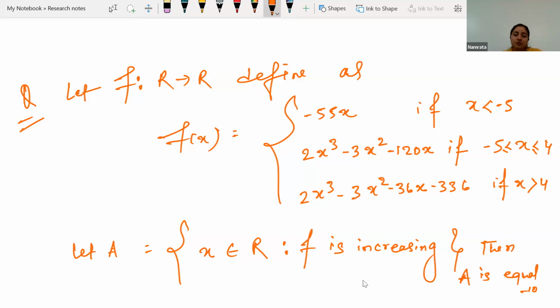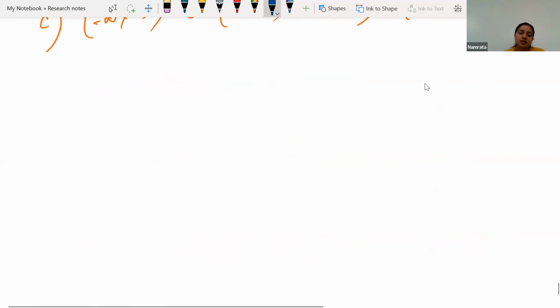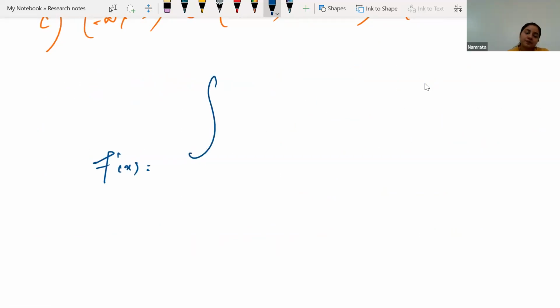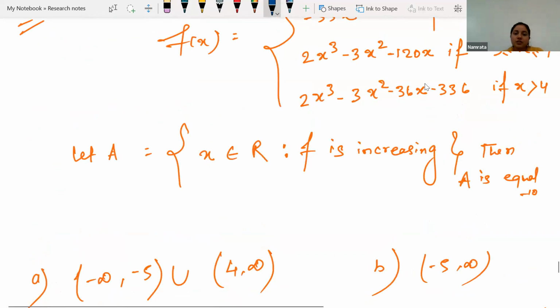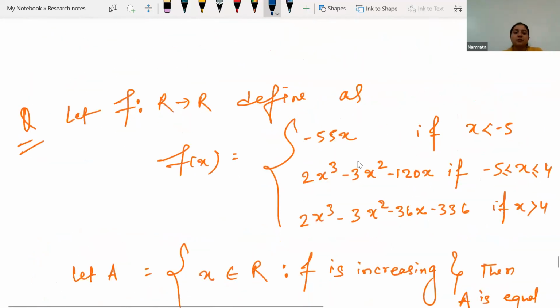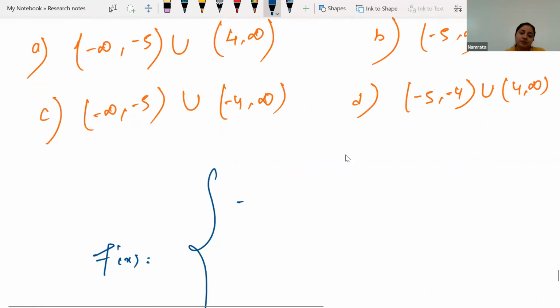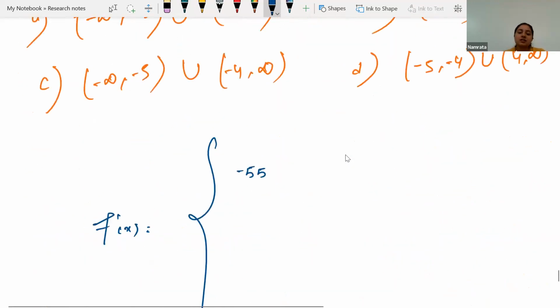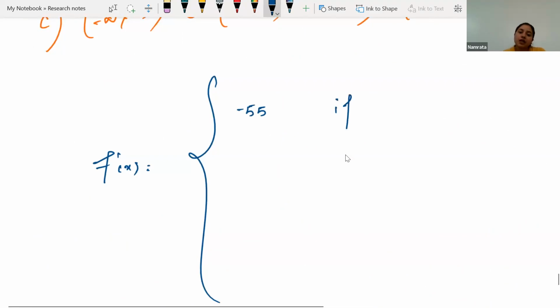We have to check where exactly the function is increasing. Let's check it. The way we have done the previous one, we will be doing it quickly like that only. First thing first, we will be finding f dash x. So f dash x: the first one is minus 55x, its derivative will just be minus 55. We need to write the condition here: if x is less than minus 5.